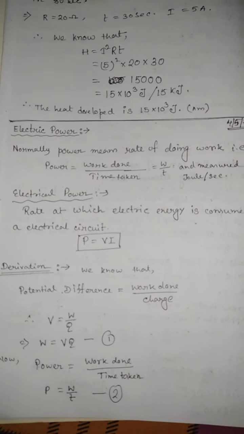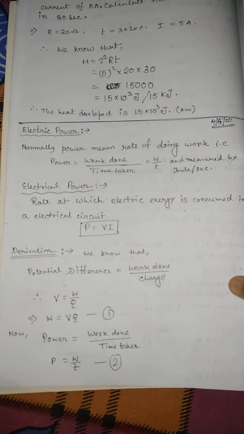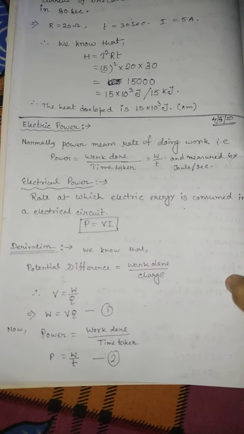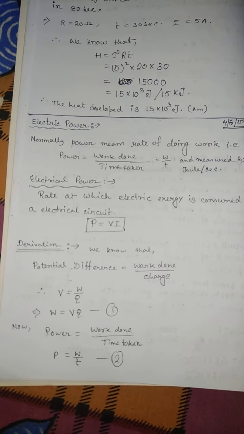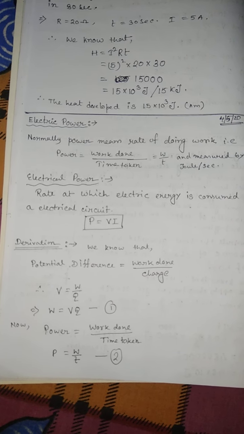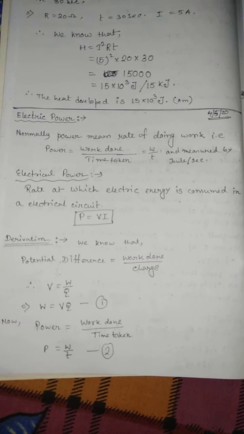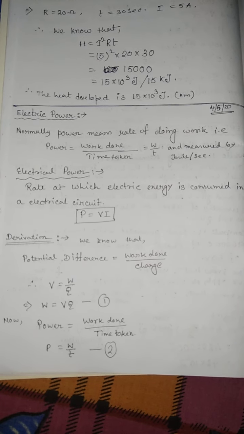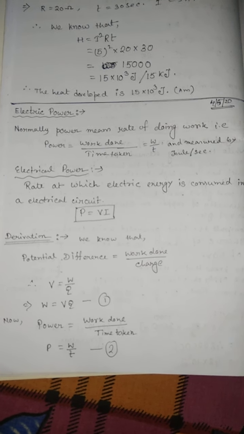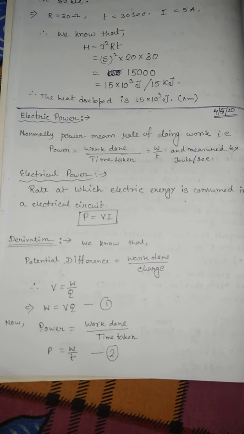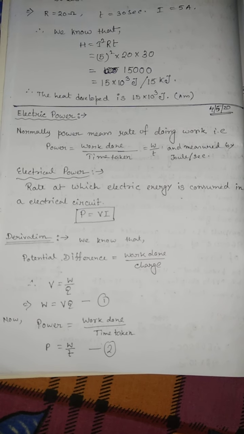Okay, so dear student, in this class we discuss the electric power, different forms of electric power, electrical energy, and some numericals related to those topics. In the previous class, we discussed the heating effect of electric current, Joule's law. We also derived the formula H equals I square RT and some numericals related to that formula.